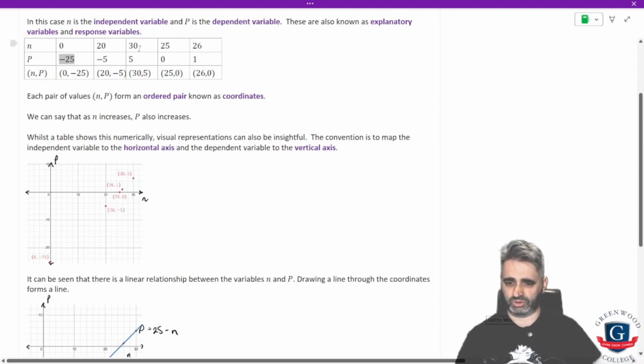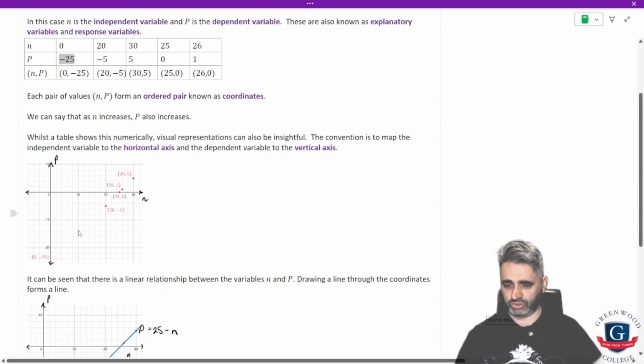Then we had 30. So we're going to go across 30 and up 5. That shows us that when we sell 30 cups, we're going to make $5 of profit. Here's our break-even point. When we go across 25 and we don't go up or down, we've got our break-even point right here. And here's our first profit. When we sell 26 cups, we make $1 of profit.